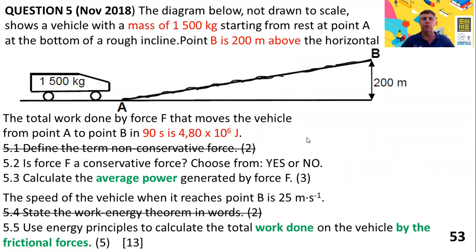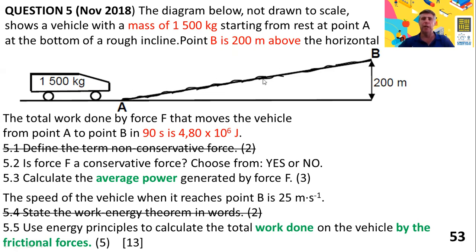So let's start with November 2018. Typical question with an object going up an inclined plane. You're told the inclined plane is rough, so that will tell you that there's frictional forces. And we're told that there's a force of 4.8 times 10 to the 6 joules, the amount of work done, which moves the object from A to B.